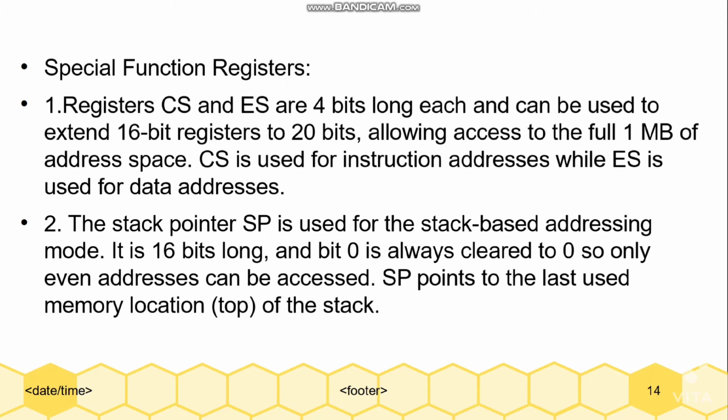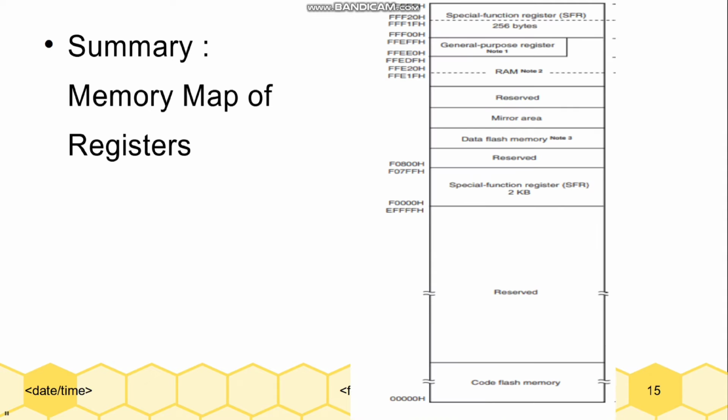The stack pointer is another special function register. It is used for the stack-based addressing mode. It is 16 bits long and bit 0 is always cleared to 0. So only even addresses can be accessed. SP points to the last used memory location of the stack.